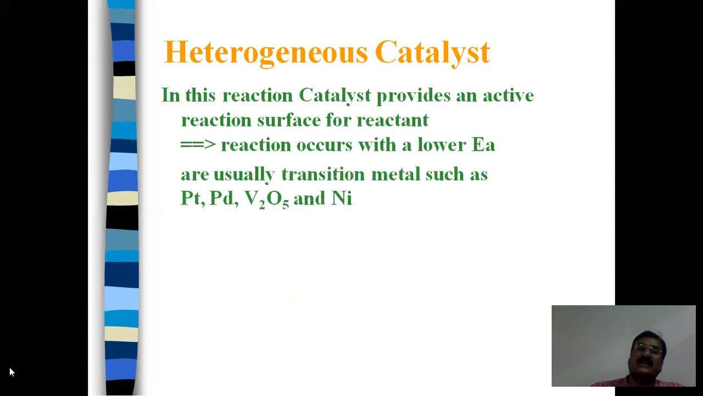In heterogeneous catalysis, the catalyst provides an active reaction surface for the reactant, on which the reaction occurs with a lower activation energy. These catalysts are usually transition metals such as Pt, Pd, V2O5 and Ni.